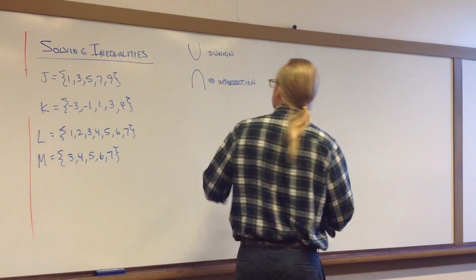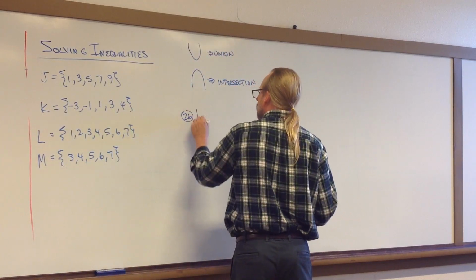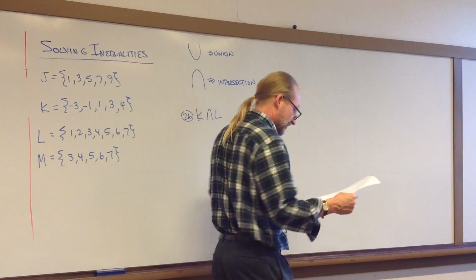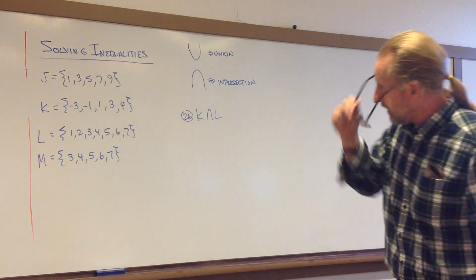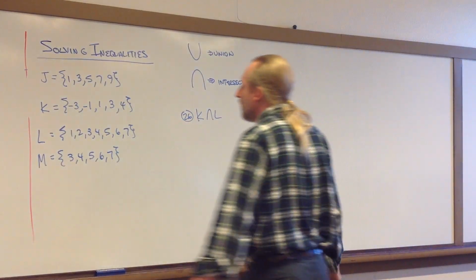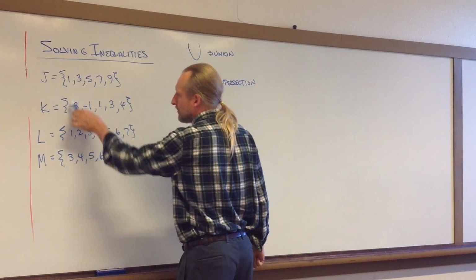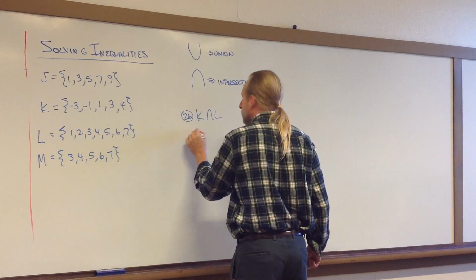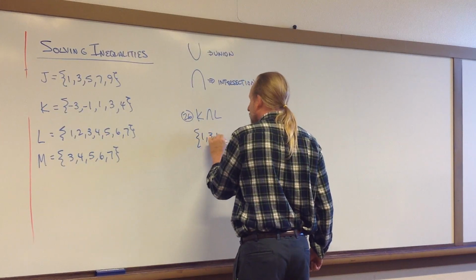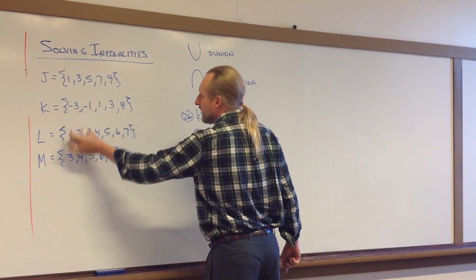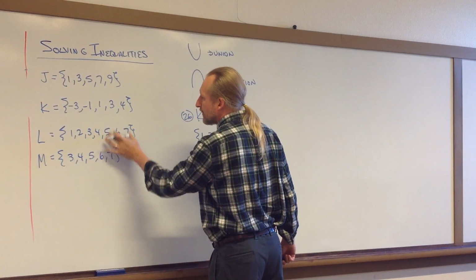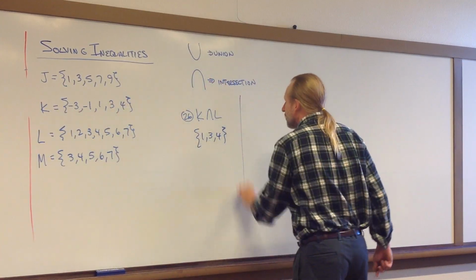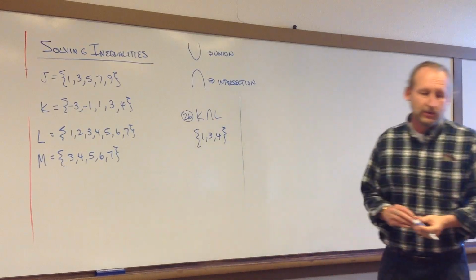And then problem 26, we want K intersection with L. So let's see, what do they both share? K and L. No negatives in L, so these two are out. Let's see, 1, 3, and 4. So that's what we've got. 1, 3, and 4. And these negatives are not in here. Anything bigger than 4 is not in K. And so K intersection L is just the 1, the 3, and the 4.